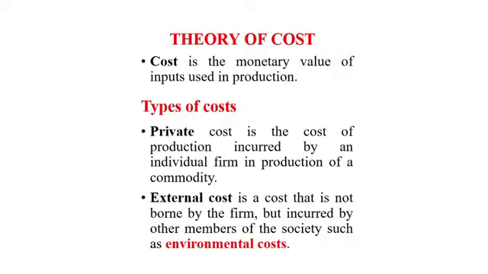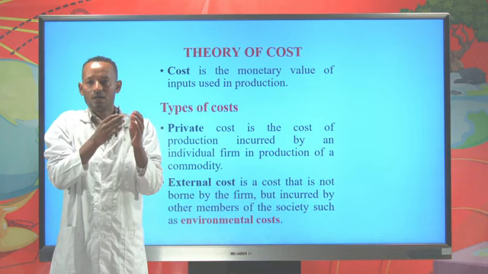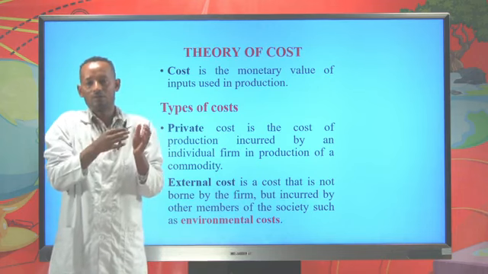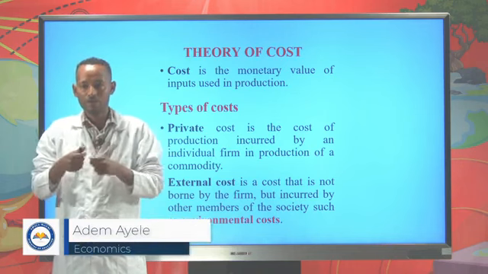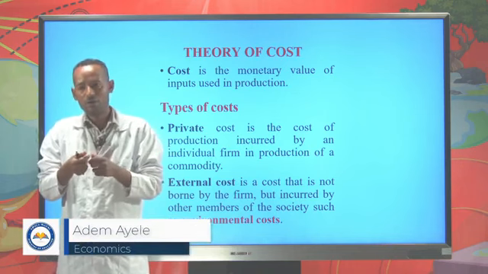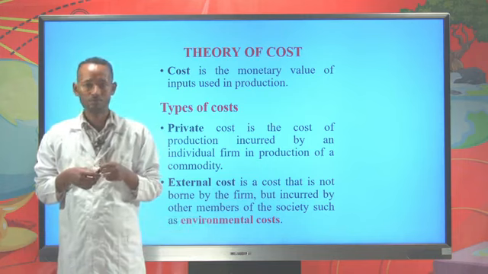Cost is the monetary value of inputs used in production. In order to produce outputs, we need inputs, but we cannot get the inputs simply from the land, the river, or air. Rather, we need to spend money. The monetary value of inputs used in production is called cost.